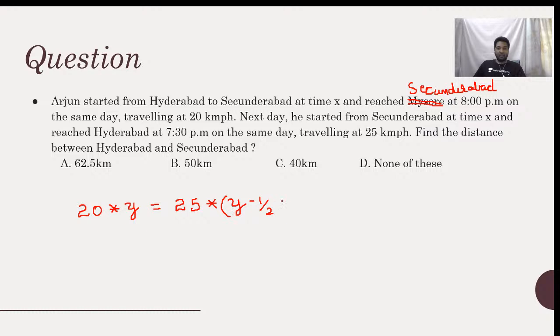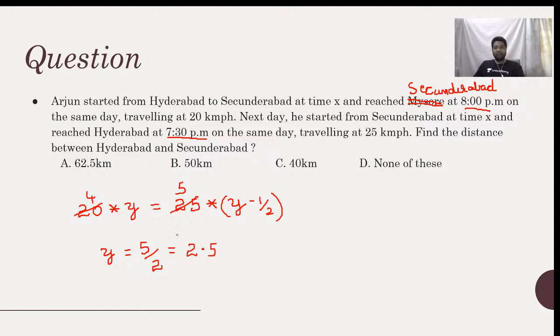Because he started at the same time on the first day and reached at 8 p.m. Next day he started at the same time and reached at 7:30 p.m., which means he took half an hour less. Therefore, Y minus half. If I simplify this, what is it that I end up with? 4 times 20, 5 times 25. So this is nothing but 4Y is equal to 5Y minus half, or in other words 5Y minus 4Y. Y is equal to 5 by 2, which is nothing but 2.5.